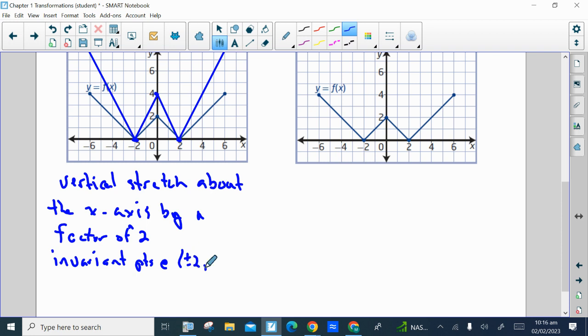Plus and minus 2 comma 0. So you can use that to write it only once instead of writing both points separately.